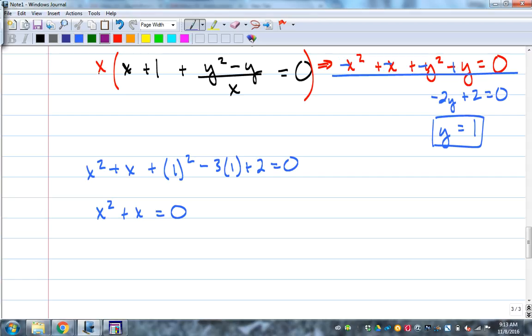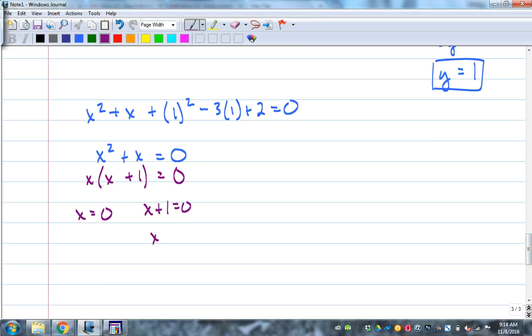Is it a trinomial? We can't do the x. But we can have a GCF of an x. That's what we're saying there. And we get x is equal to negative 1 and x is equal to 0. Which one of those gets thrown out? The negative.